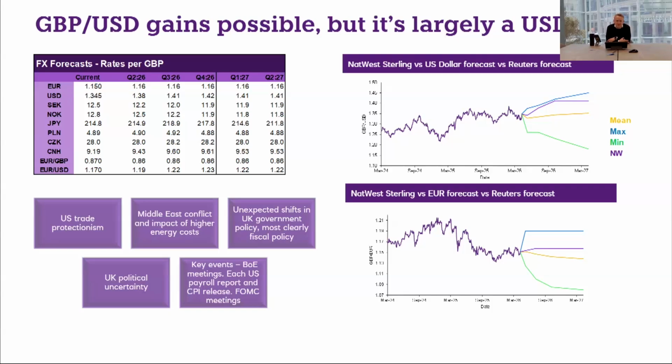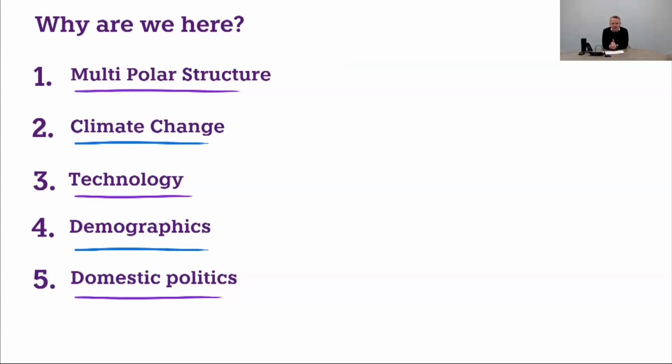But here again, you can see the divergence between different views on the street. Some people are very pessimistic by the looks of it on sterling's outlook over the coming year and into 2027. So one of the other questions I think is important is why we find ourselves in this current situation with elevated energy prices and risk aversion in markets because of the Middle East conflict.